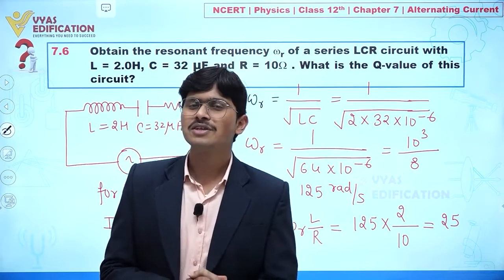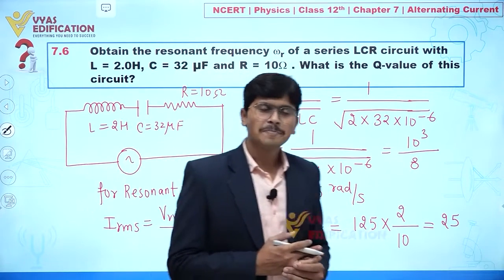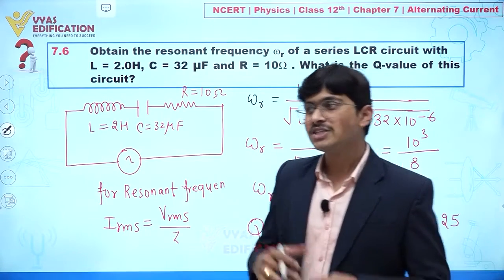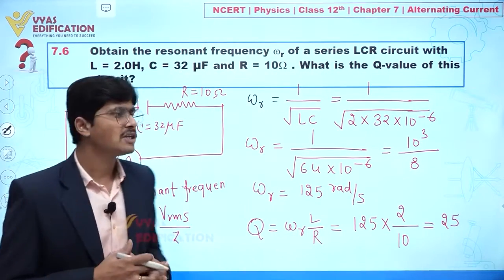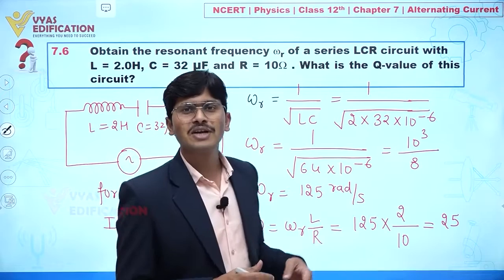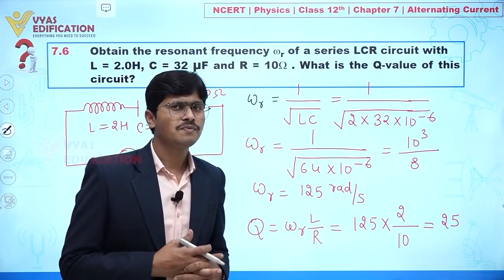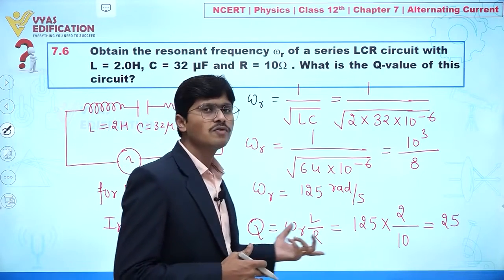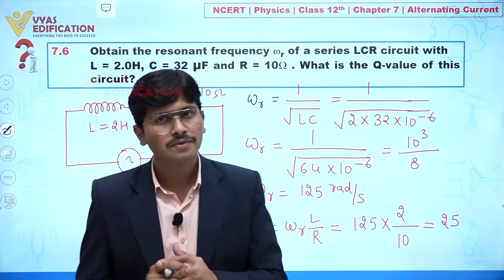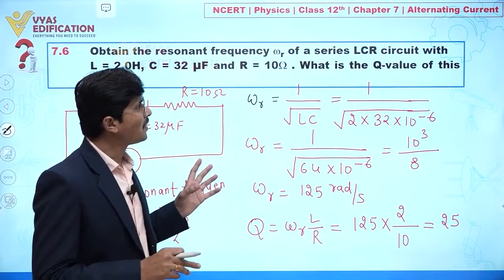Now you can ask, sir, what does this Q value indicate? Actually this Q value indicates the sharpness of a curve, because at resonance frequency we are getting maximum voltage. Clear? So if you find here, the Q value actually indicates the sharpness of a curve. Clear? So this is all about this question.